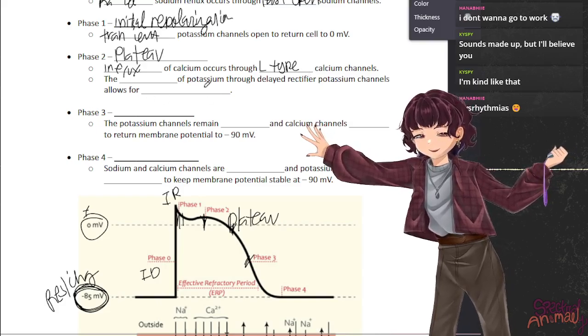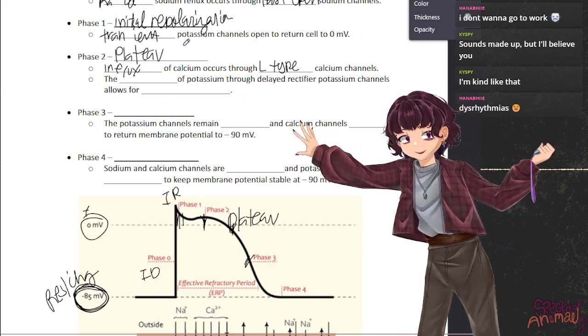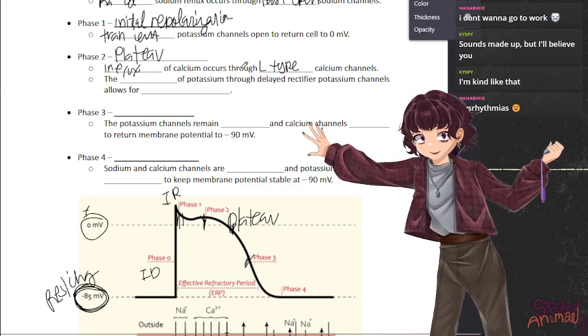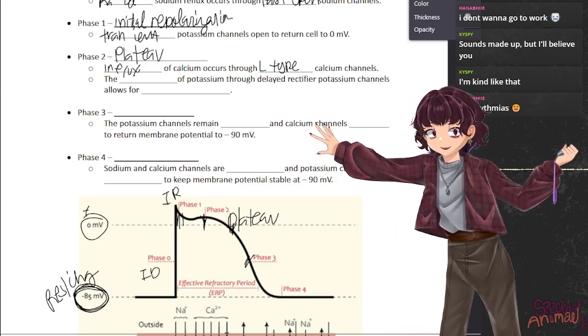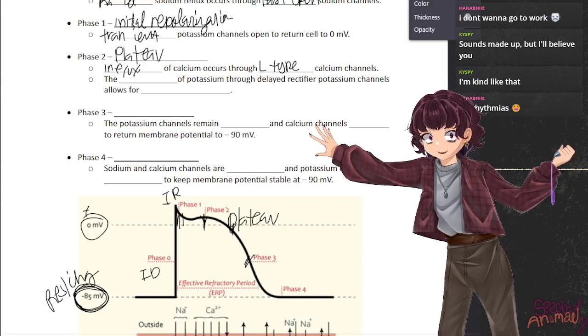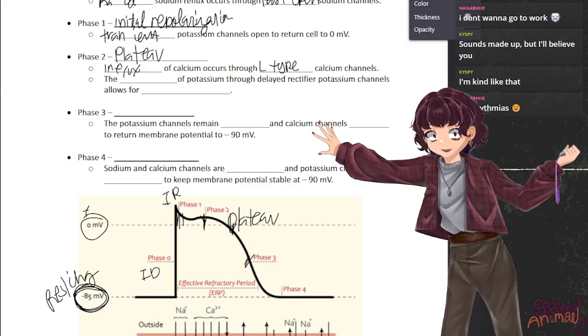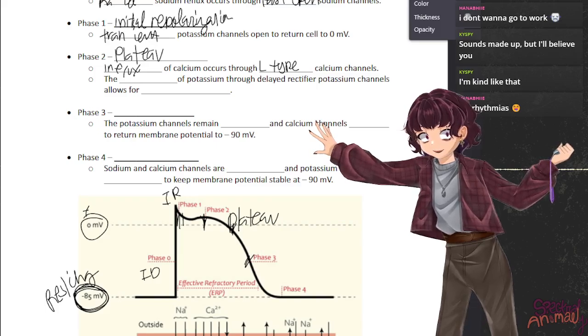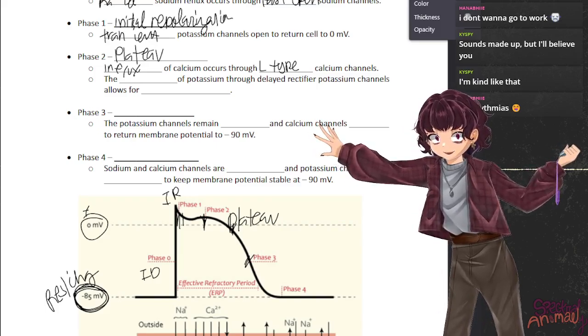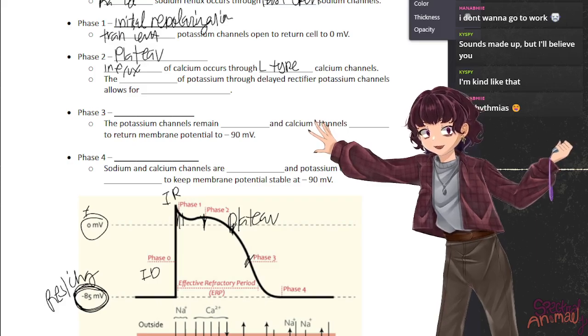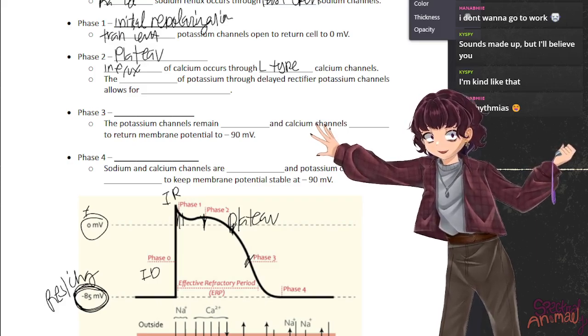But okay, the second phase is the plateau phase. This is the influx of calcium through L-type calcium channels. But during this time, we also have the efflux, the removal of potassium through delayed potassium channels, and this allows for regaining that electrical balance.